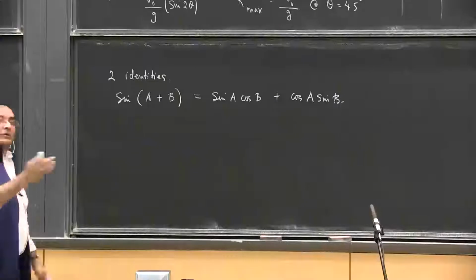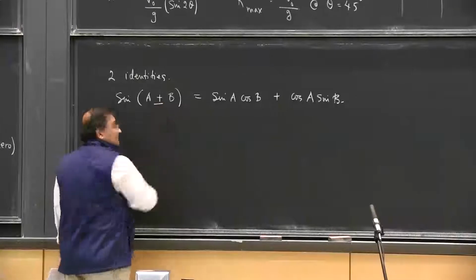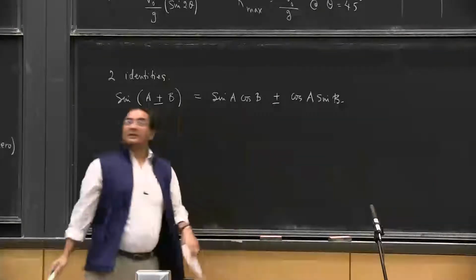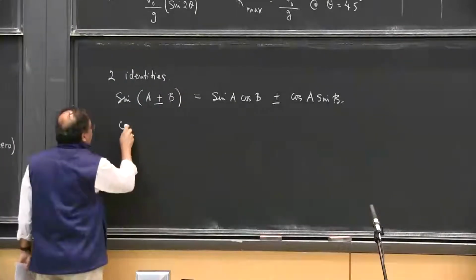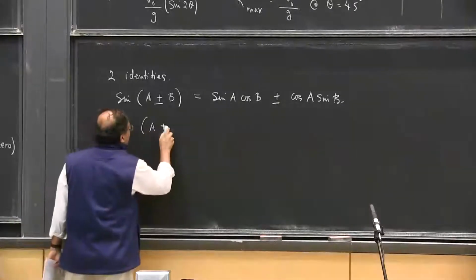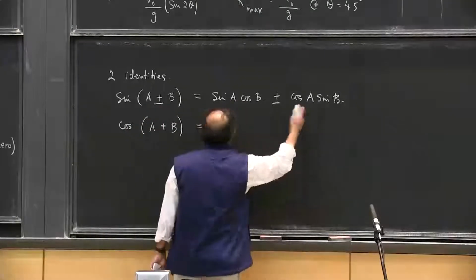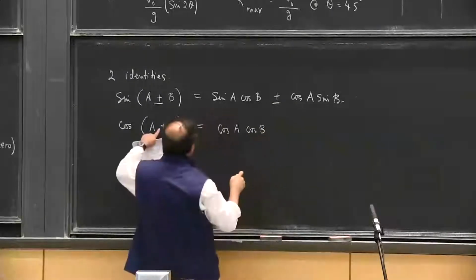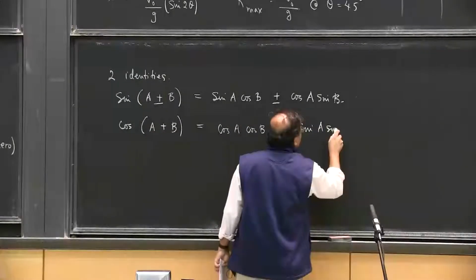I told you I'll tell you what to know as we go along. So this is why I'm telling you all this. You should know this. If I have a minus here instead of a plus, I put a minus here instead of a plus. Okay? Plus minus. Likewise, if you have cosine of A plus B, this formula is slightly different. Cosine of A plus B: this is cosine A, cosine B, but if this is plus, we'll get a minus sine A, sine B.